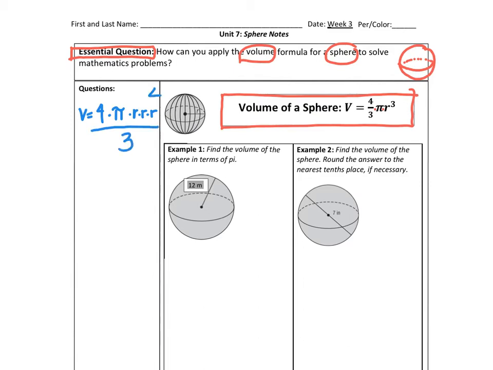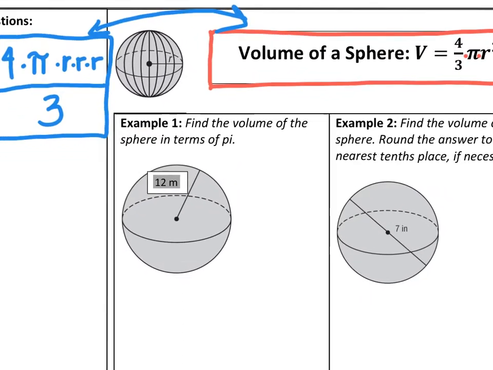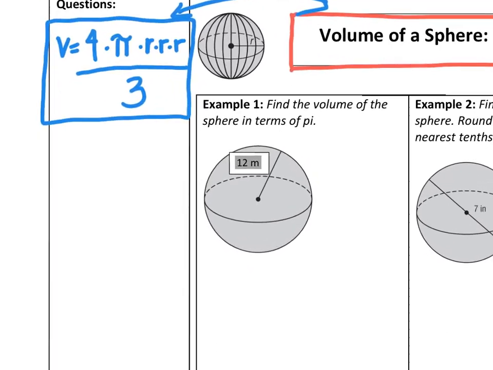So these two formulas are the same exact thing, just two different ways of writing them. I prefer the one in blue simply because I don't like to multiply times fractions. I just like to multiply the top and then divide by 3 on the bottom. It's up to you which one you prefer to use. So we're going to go through two examples today. And make sure you're paying attention to the directions because those are going to be very important.